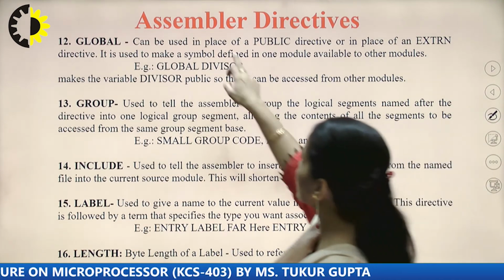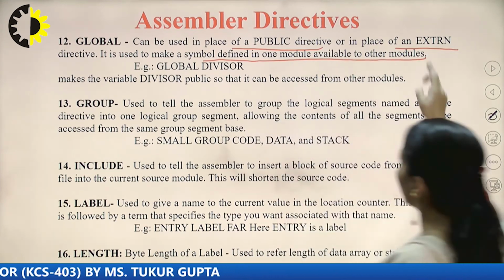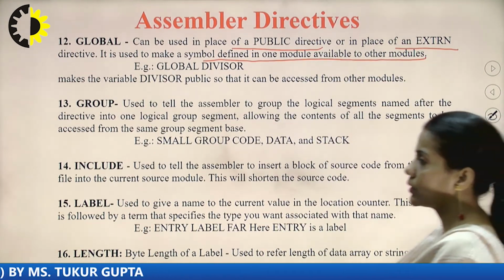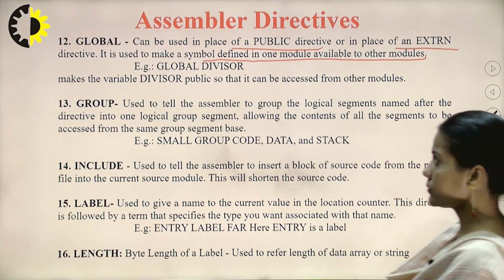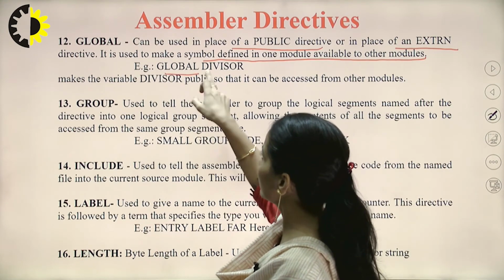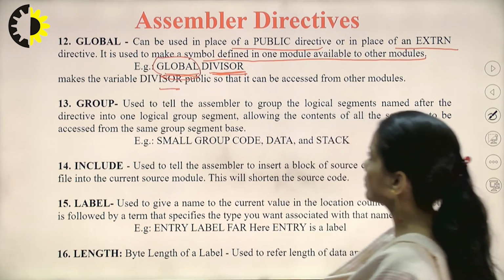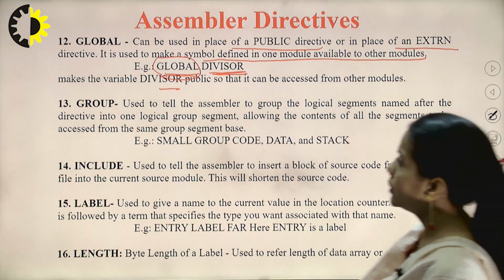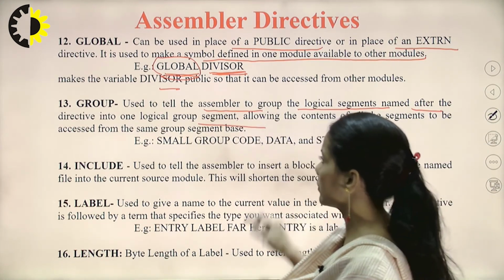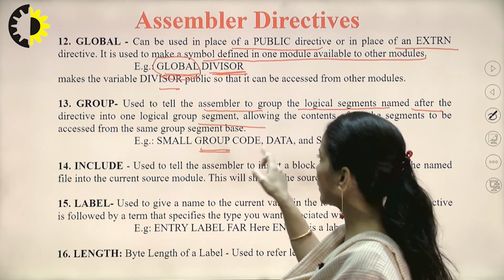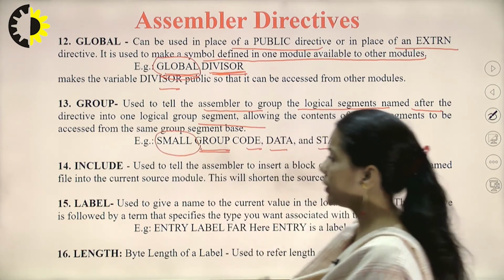GLOBAL can be used in place of a PUBLIC directive or in place of an EXTERN directive. It is used to make a symbol defined in one module available to other modules. So it can be interchangeably used with the PUBLIC and EXTERN directives. For example, if I define this divisor with the directive GLOBAL, the divisor becomes public so that it can be accessed from other modules. GROUP is used to tell the assembler to group the logical segments named after the directive into one logical group segment. Like this, using the GROUP directive, I can combine these segments within the segment named small.